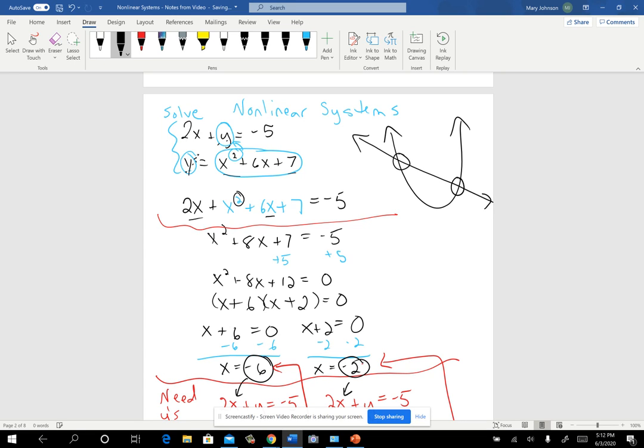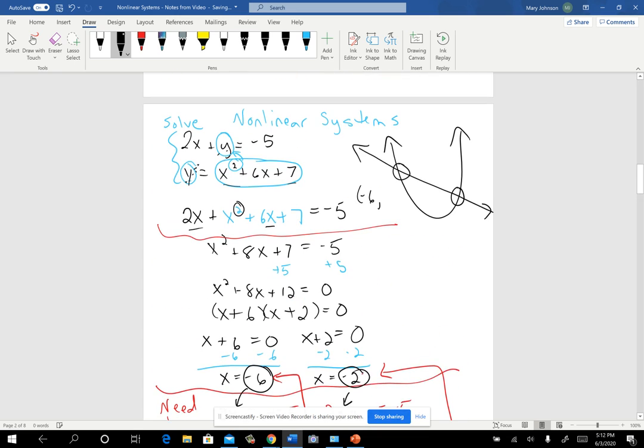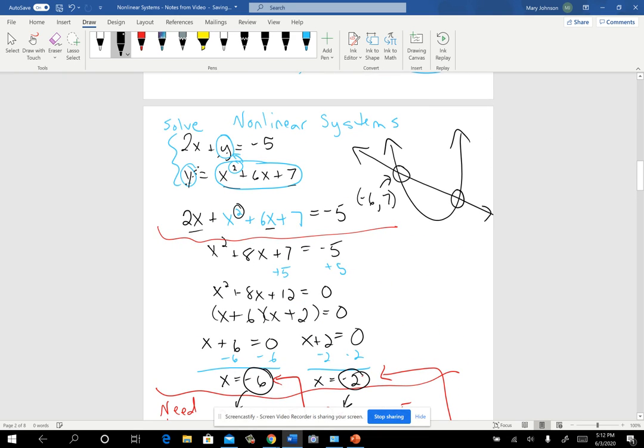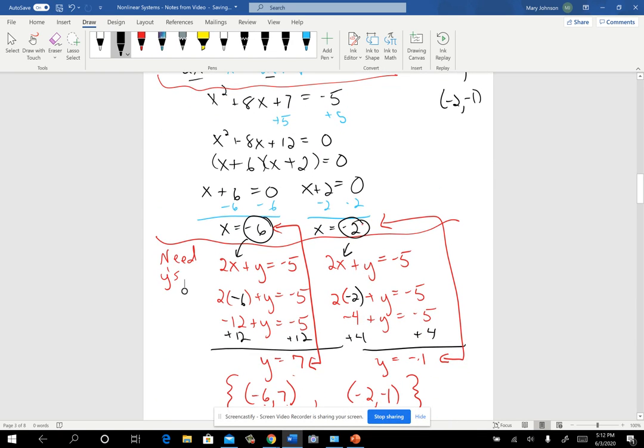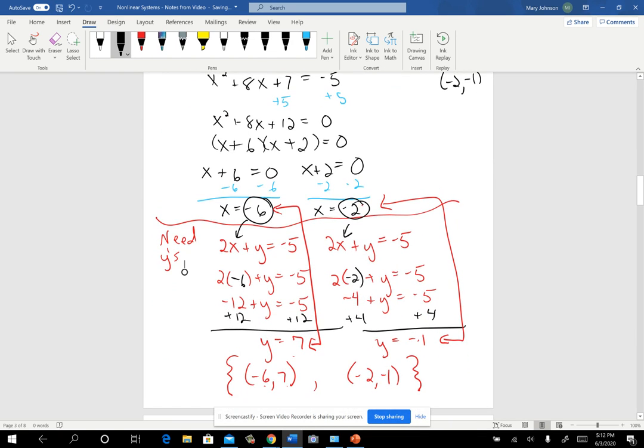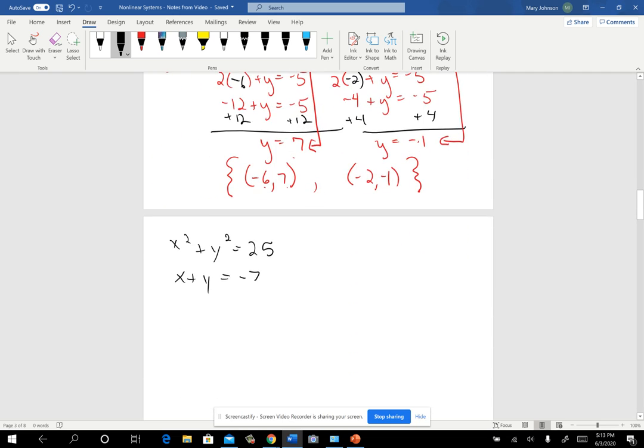Here's why you got 2 points. One of them was the ordered pair -6, 7. That's this guy. And then the other point of intersection turned out to be -2, -1. And those were your 2 ordered pairs. So you didn't need to know what it looked like. The algebra will take you to the end result just fine. But I thought if you had a sense of what was going on, it might help you. All right, so let's try another one.